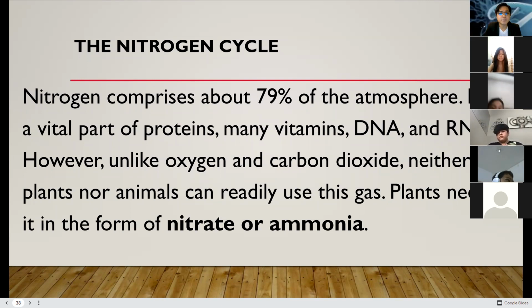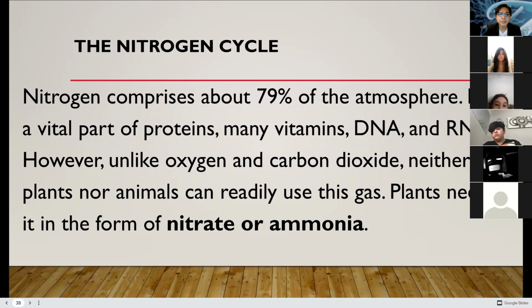It is a vital part of proteins and many vitamins. Your DNA has nitrogenous bases. Your DNA, or deoxyribonucleic acid, and your RNA, or ribonucleic acid. These are your genes.